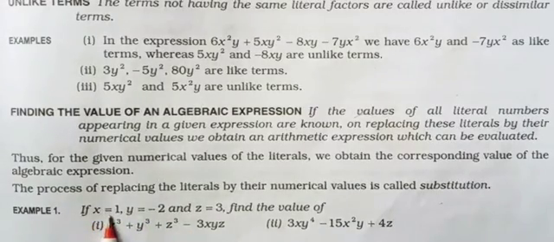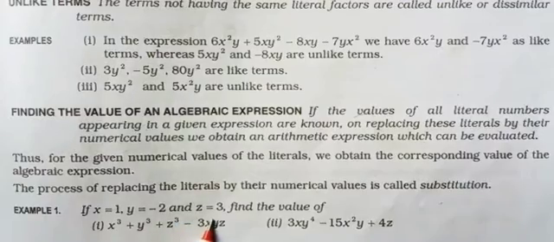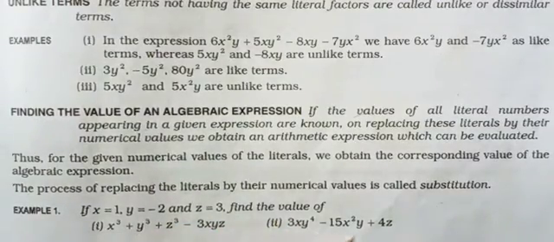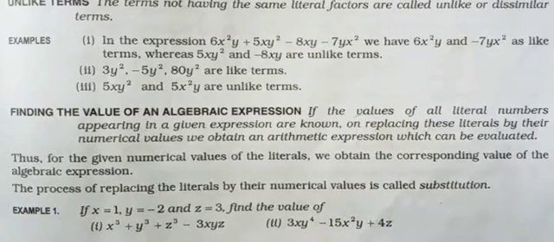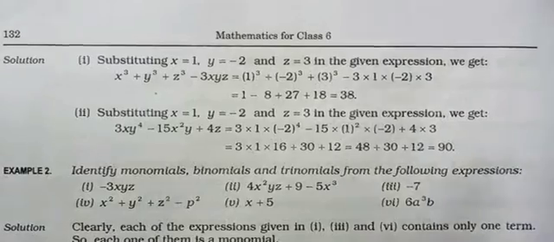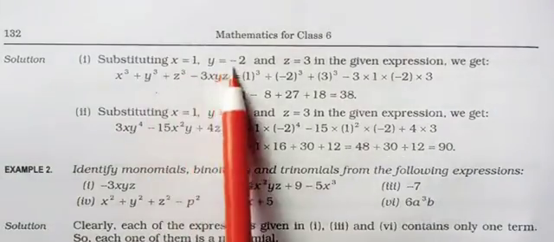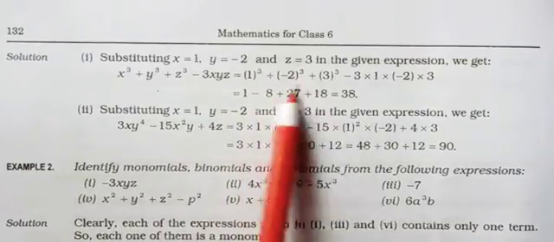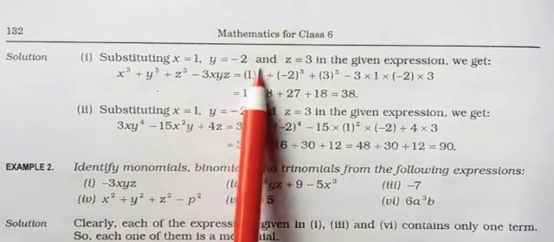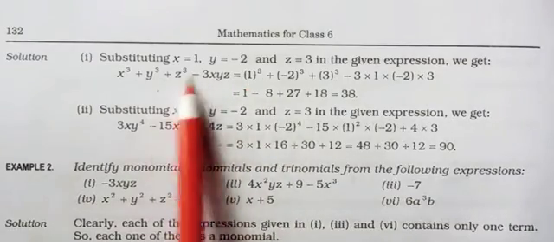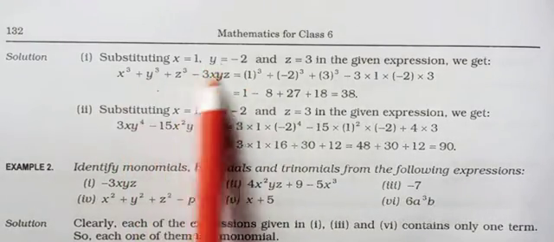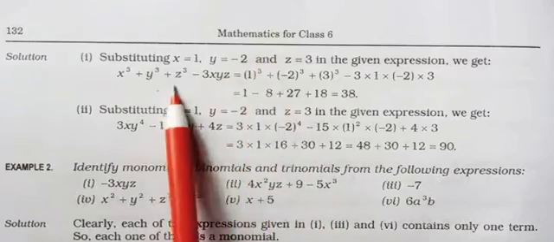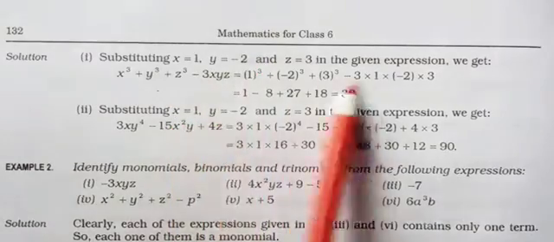Here also one example is given. My literal values are x equal to 1, y equal to minus 2 and z equal to 3. We have to find the value of this expression. Look carefully. After that I will go to the next page. So for finding the value, we have to substitute x equal to 1, y equal to minus 2 and z equal to 3 in the given expression. So we put 1 in place of x square, x cube, minus 2 in place of y cube, and 3 in place of z cube and 3xyz respectively.